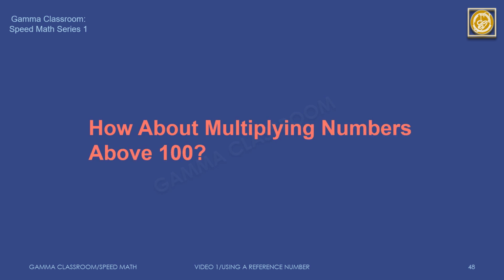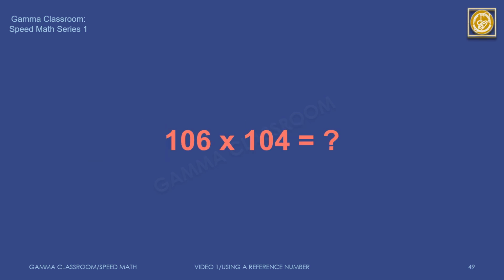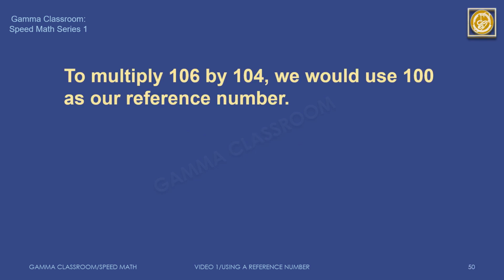How about multiplying numbers above 100? 106 times 104 equals how many? To multiply 106 by 104, we would use 100 as our reference number.